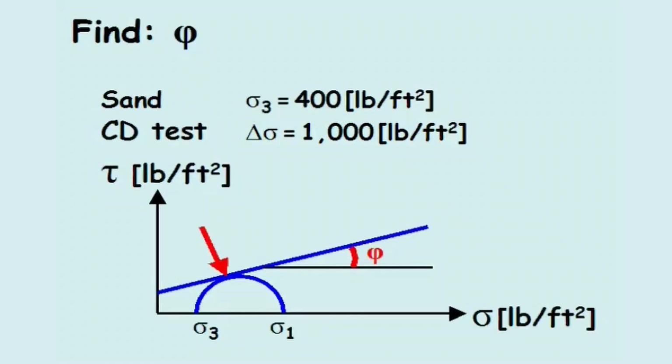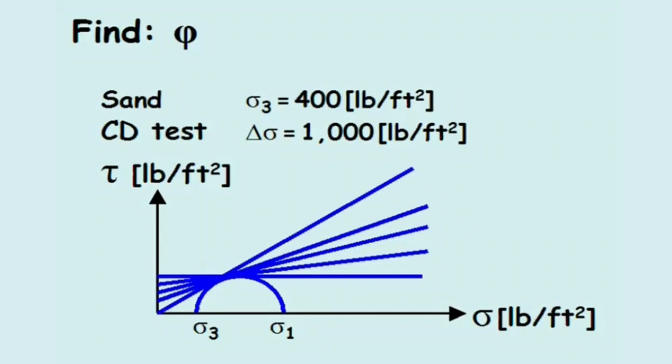For this example, the point where the rupture line and semicircle intersect was arbitrarily chosen. However, any one of these points could have been chosen, resulting in an arbitrary rupture line and an arbitrary friction angle.